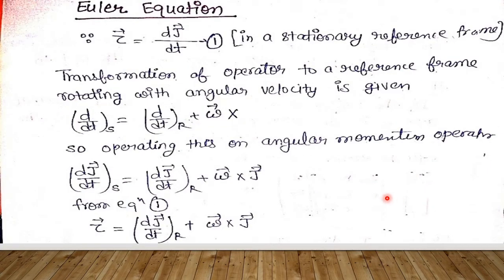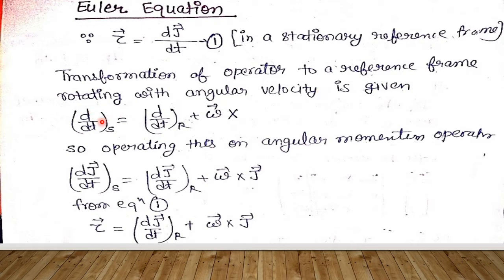Now, our next topic is Euler's equations. In a stationary reference frame, we know that the rate of change of angular momentum dJ upon dt equals the torque. So, tau equals dJ upon dt. Now, the transformation operator to a reference frame rotating with angular velocity omega, we have studied in previous videos.